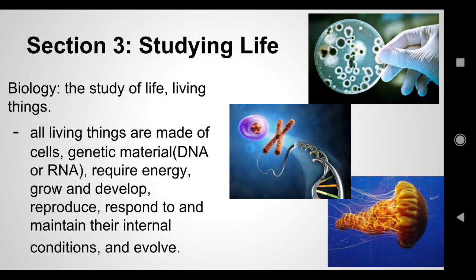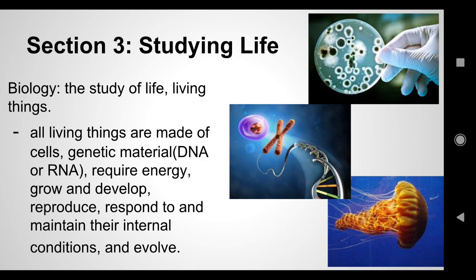Now, section 3 actually gets into biology. So biology is the study of life. It's the study of living things. And there are certain characteristics that all living things share. So number 1 is all living things are composed of one or more cells. Some organisms are unicellular, made of one type of cell, and other more complex, more organized organisms are multicellular.